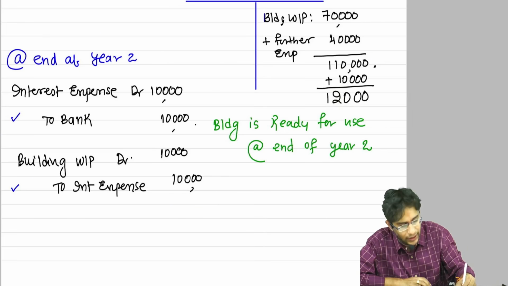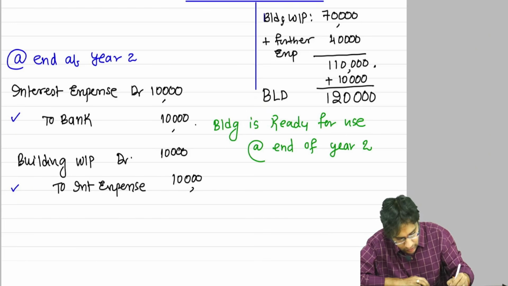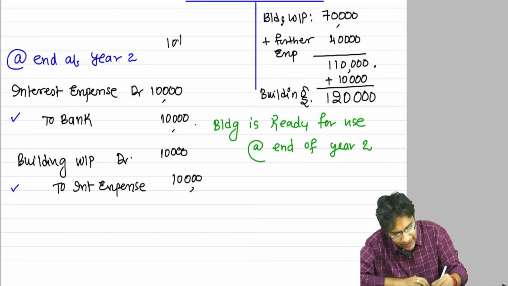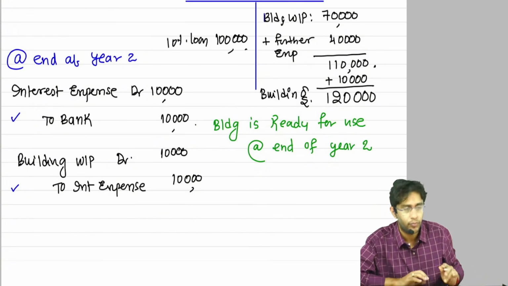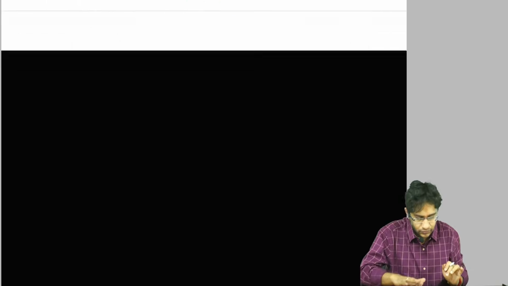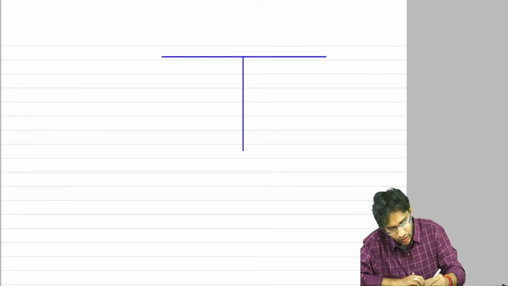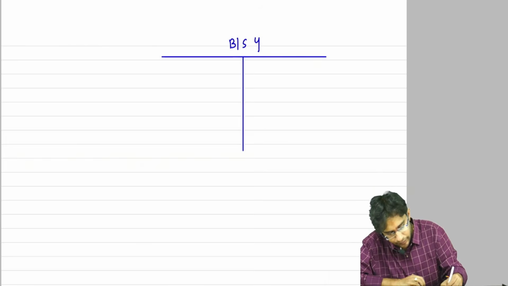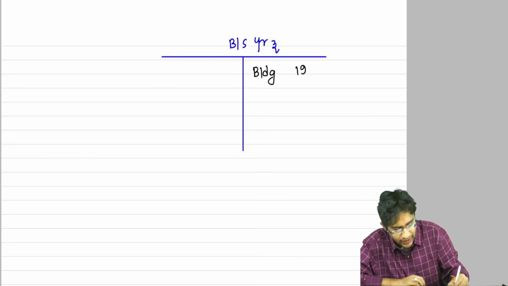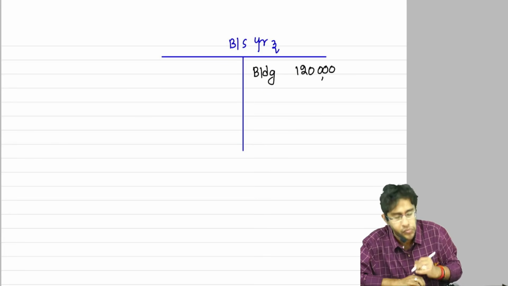Now your asset is appearing at what value? 1,20,000. And now this is not WIP and all. This is a properly constructed building. Your loan is there like that only. Second year ending story. Now, come to third year. Your building is nicely appearing at 1,20,000.